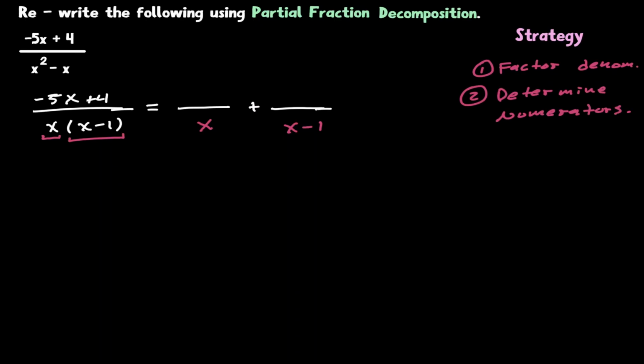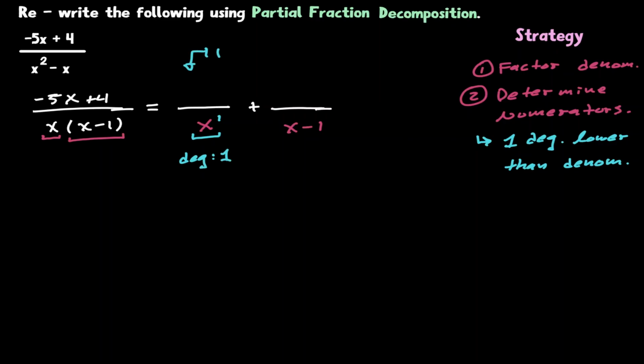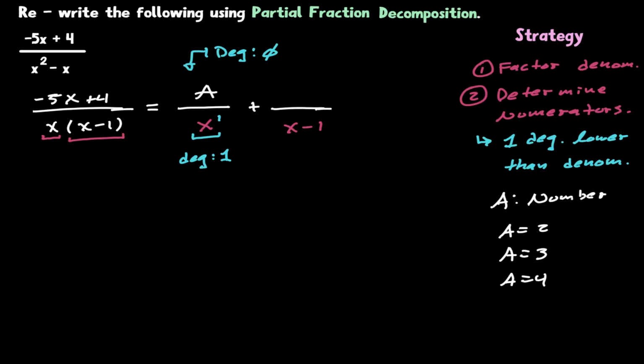But there's a relationship that we're going to recognize, and that is that the numerator will always be 1 degree lower than the expression in the denominator. When we take a look at the first fraction, it is of degree 1. That implies that the numerator of our first fraction should be of degree 0. In other words, it is just a number, a constant. So let's use a placeholder. Let me use the capital letter A. And again, A is just a placeholder for some number. Maybe A is 2, maybe A is 3, maybe 4. We do not know, but it's just a placeholder for some number. We're going to figure out the value of that number next.